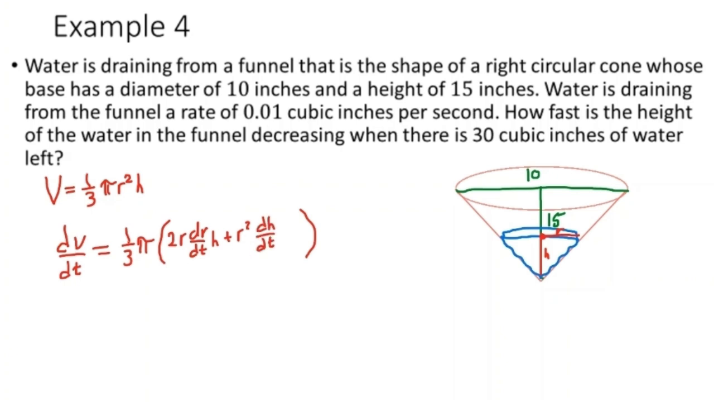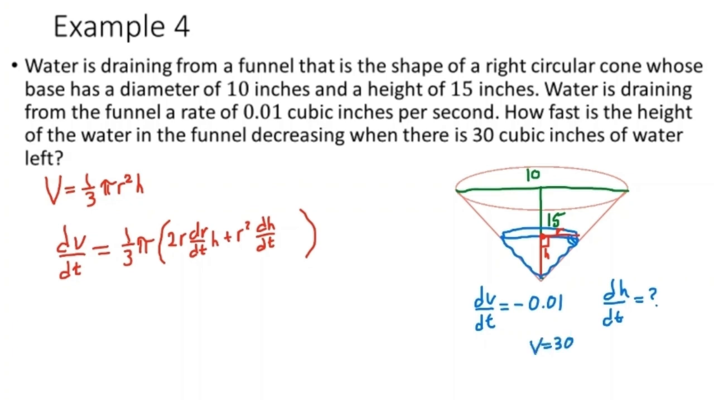We do have to be careful with the 10 inches and the 15 inches that are provided in the problem. They tell us about the dimensions of the cone, not about the water. We are only concerned with measurements of the water. We are told that water is draining from the funnel. This would indicate that there is a dV/dt. So dV/dt would be negative since the water is draining, negative 0.01 because of the rate. We want to figure out how fast the height of the water, which is dh/dt, is decreasing when the volume is 30 cubic inches.